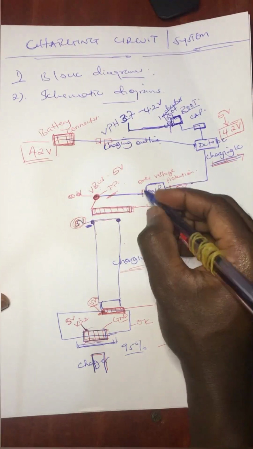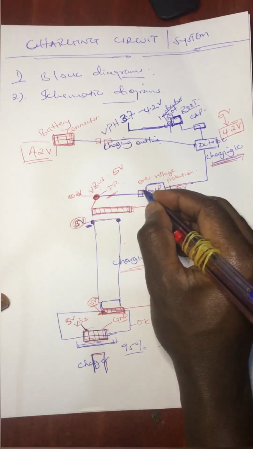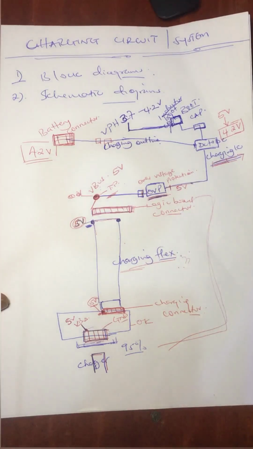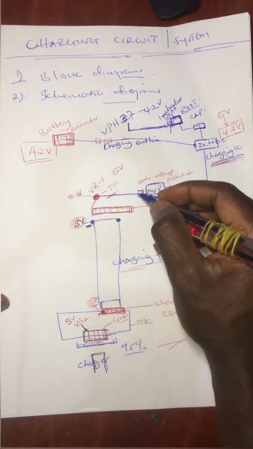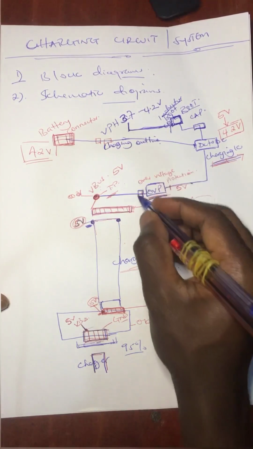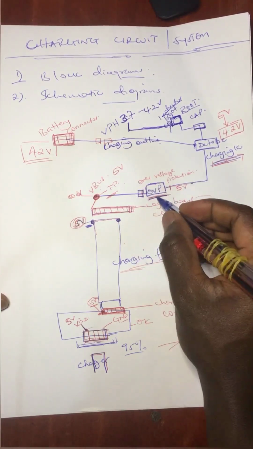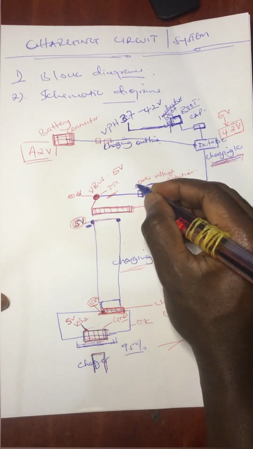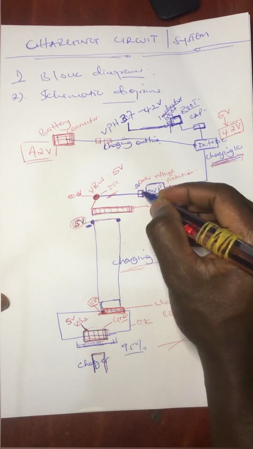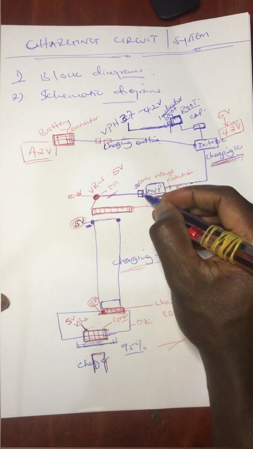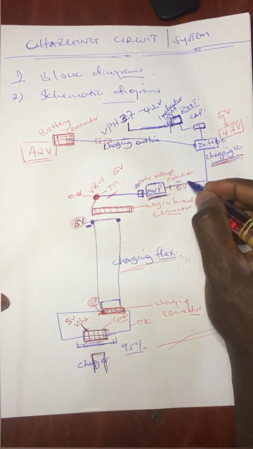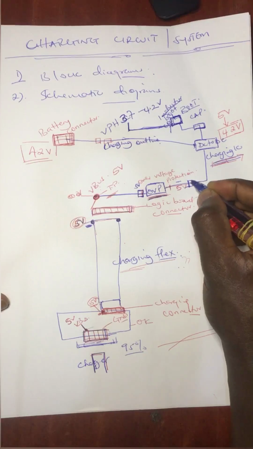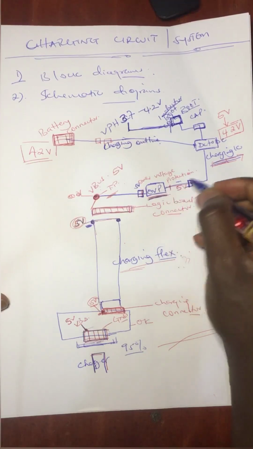Charging voltage will just come and enter the OVP, but it will not come out. So what do you do there? You come to the capacitors, the input capacitors for OVP. You measure if it has 5 volts on the input capacitor. You measure the output capacitor for the OVP.